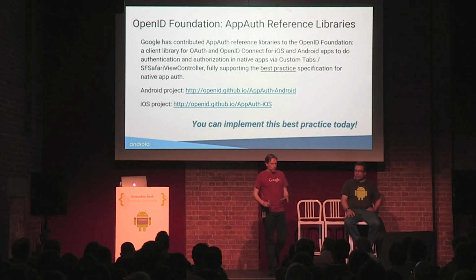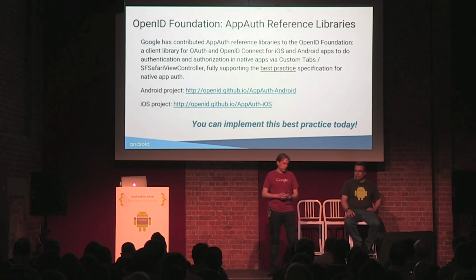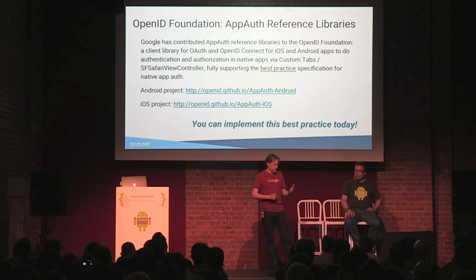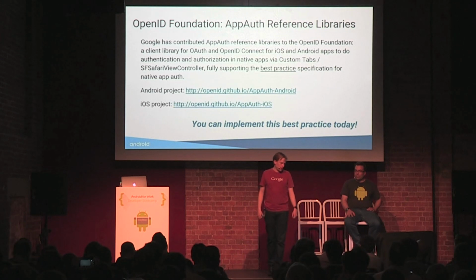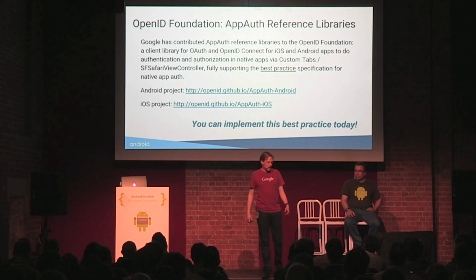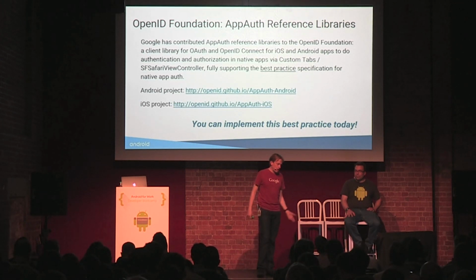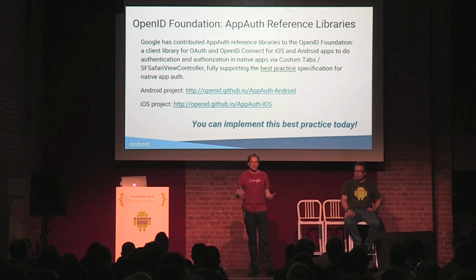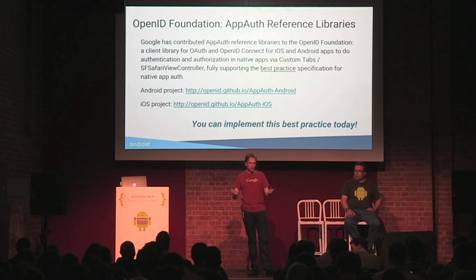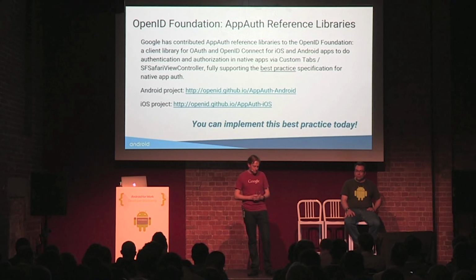All right, if you're an app developer, we have even better news for you because the teams at Google have actually contributed a reference library to the OpenID Foundation, which we call AppAuth. And this reference library is available on Android and iOS, and it completely implements the best practice specification. So it'll handle the authorization request, it'll add in PKCE, it'll do everything correctly.